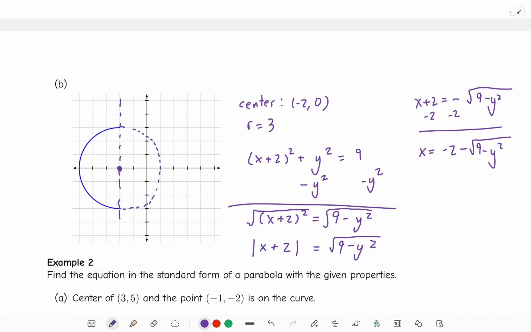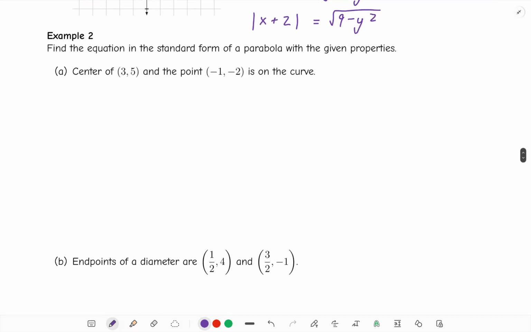So in general, if you have the right or left half of a circle, you solve for x, use negative for left, use positive for right. If you have the top or bottom of a circle, you solve for y, use positive for top, negative for bottom.